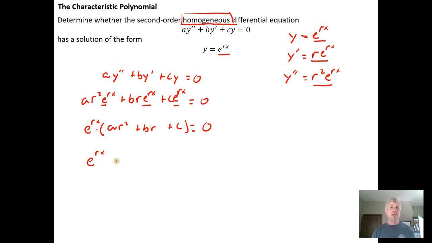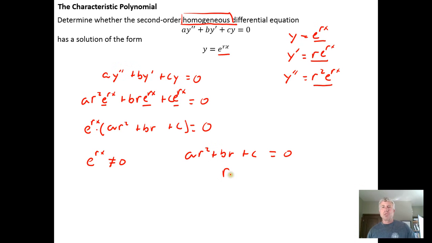But e to the rx will never equal 0 for any choice of r. So the only way for this to equal 0 is for ar squared plus br plus c to equal 0. And this is just a second degree polynomial in r, and we know from our background in college algebra that it always has roots. There are always two values of r that will zero this out.